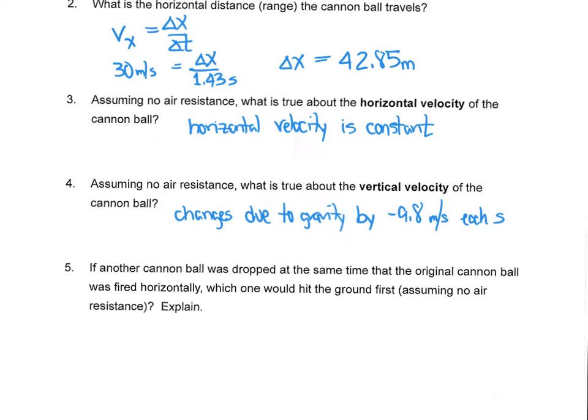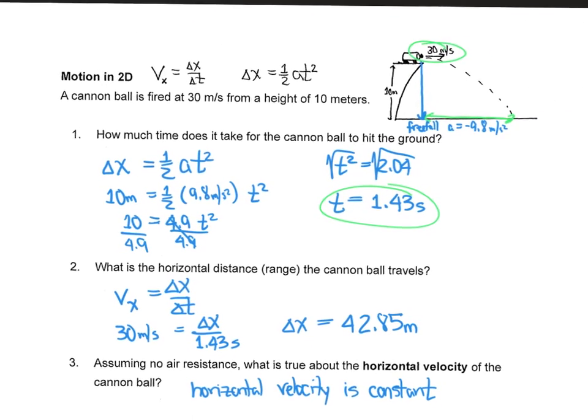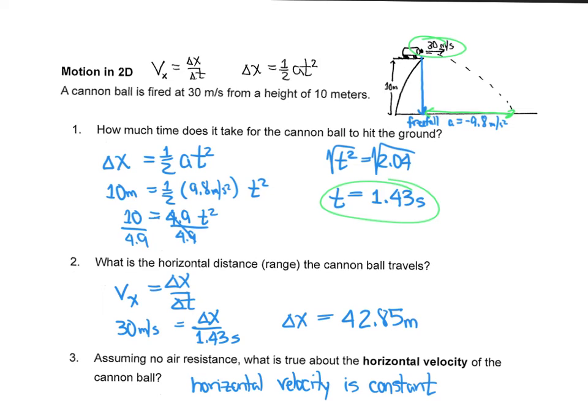All right, number 5, we actually kind of addressed it before. Number 5 says, if you dropped another cannonball at the same time as the original cannonball was fired horizontally, which one would hit the ground first? I referenced it up here, because if I just drop a cannonball at the same time I fire this one, they are going to hit the ground at the same time, right? The reason is their vertical motions are the same. They're both in free fall. Just because this has horizontal velocity, that's just going to affect its motion horizontally and give it some range. But they will both fall at the same rate vertically and hence hit the ground at the same time.